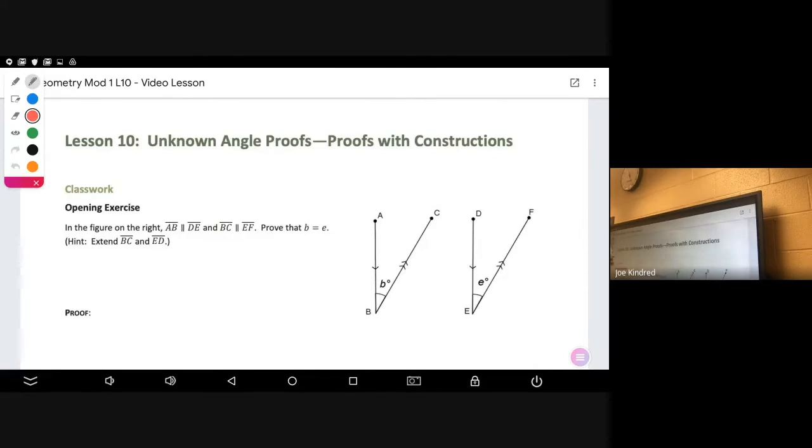And it first of all gives you that AB, right here, AB is parallel to DE. My lines aren't very straight, but they're parallel. And then BC is parallel to EF. So we need to construct these lines going further out in this proof. It says prove that angle B is equal to angle E.